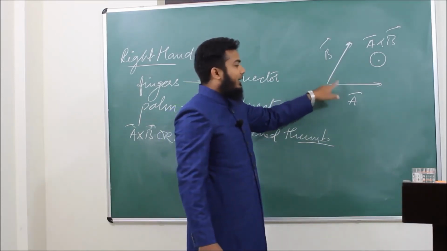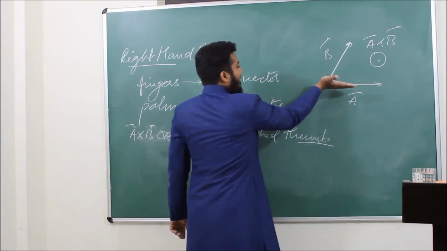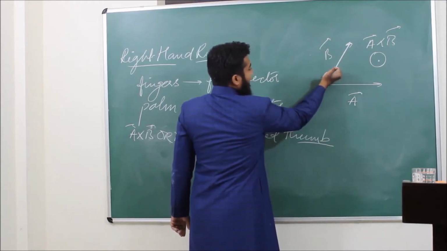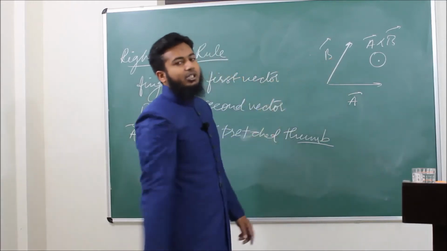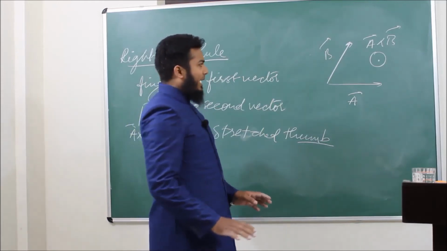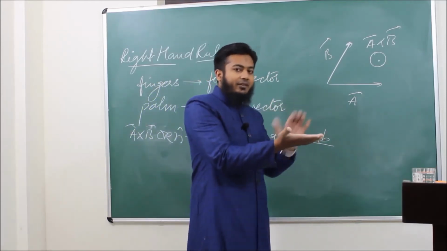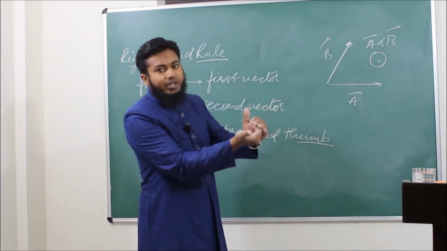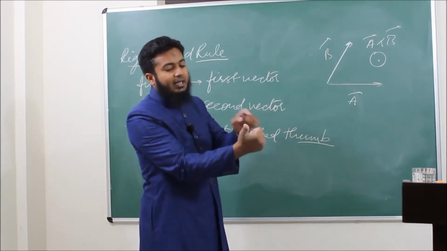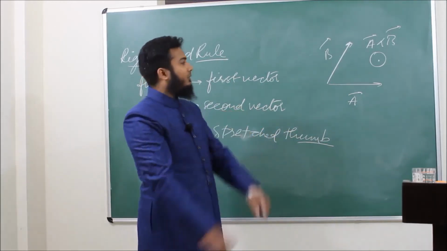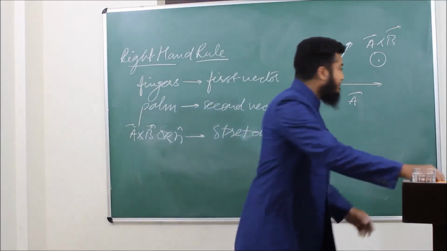The smaller angle between A and B. So curl your fingers through the smaller angle, then the thumb will give you the direction of A cross B. Either you can keep your palm towards the second vector or you can curl your fingers through the smaller angle. The thumb in those conditions will give you the direction of A cross B.